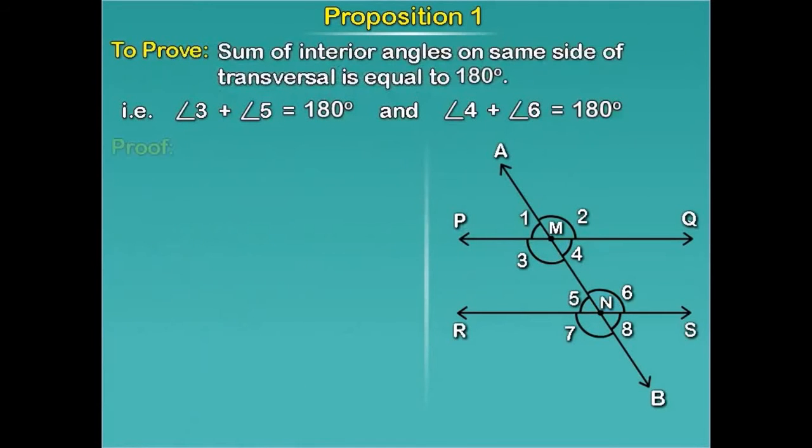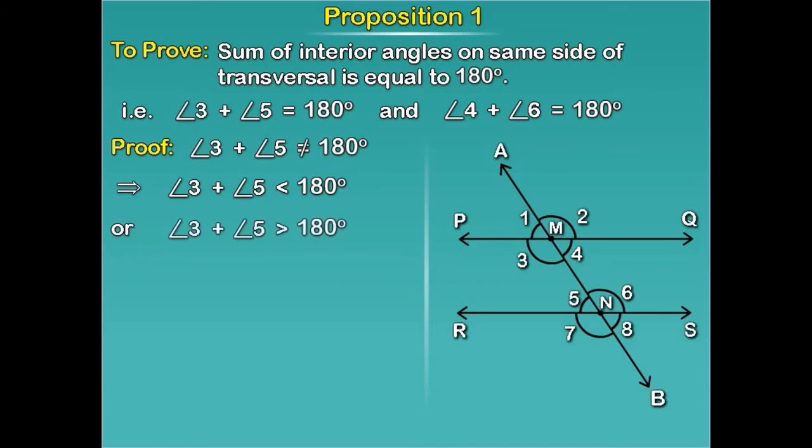Now, look at the proof. Suppose angle 3 plus angle 5 is not equal to 180 degrees. Then, angle 3 plus angle 5 is either less than 180 degrees or greater than 180 degrees. Suppose angle 3 plus angle 5 is greater than 180 degrees.